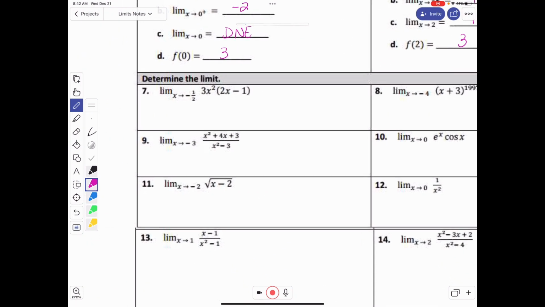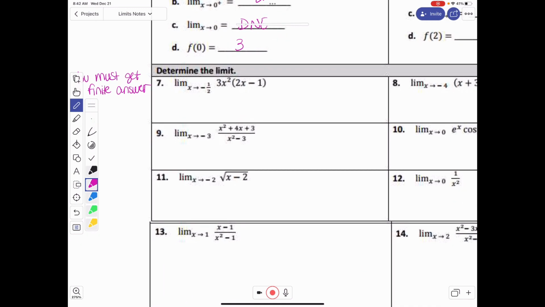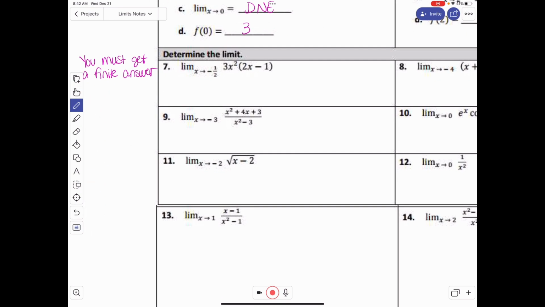Okay, so now we're actually given some functions here. We're given equations to plug it into. So when we're given these equations here, you must get a finite answer. So let's make that note. You must get a finite answer. We can't get a 0 on the bottom of a fraction or a negative in the square root.